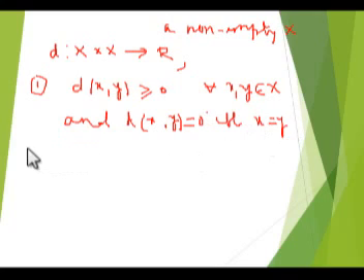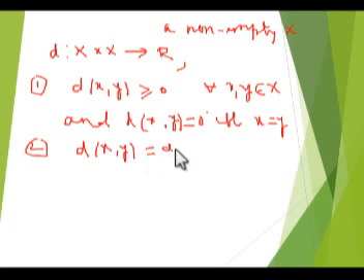The second property is symmetry. The function is symmetric with respect to any two elements of the set X: d(x,y) is equal to d(y,x). For each pair of elements in the set X, this symmetric property must hold.